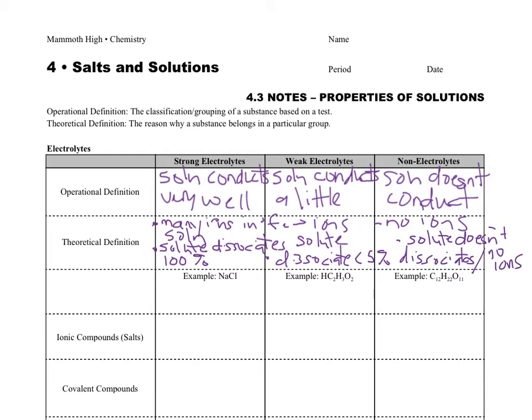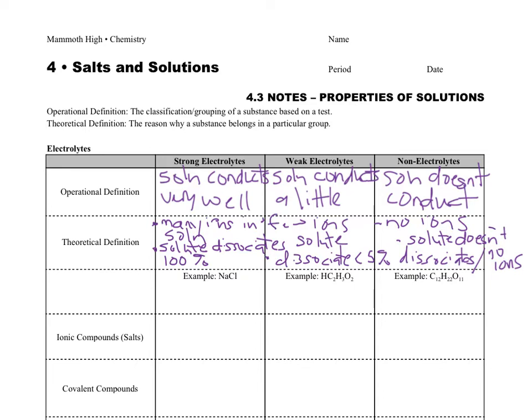Dissociating meaning separating things, and when we look at sugar, which is going to be our example down here, right? The molecules separate when you dissolve it in water, but they don't dissociate. Like here, when we have salt, and these are going to be our examples, the salt ions, the sodium ions separate from the chloride ions, right? Here, the sugar molecules separate from each other, but the carbons don't separate from the hydrogens. Okay, so both of those things are true. There are no ions, and so because of that, there's no dissociation either.